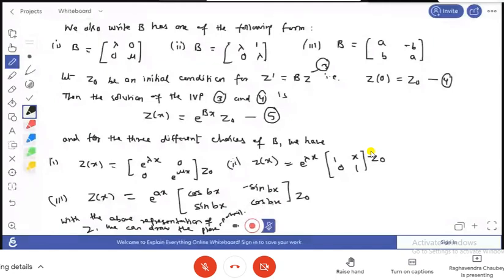And now we discuss different cases: when lambda and mu both are positive, when lambda and mu both are negative, or both are equal to 0, or either one is positive and the other negative, or finally when these are complex values. So for different values we can solve this problem and try to draw the phase plane.